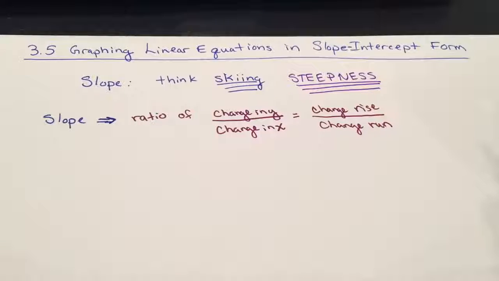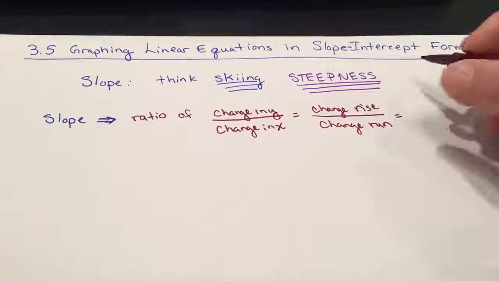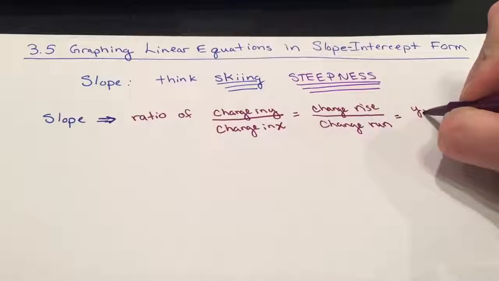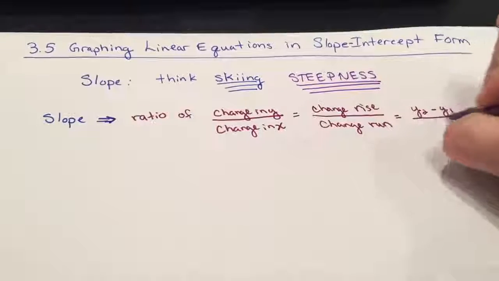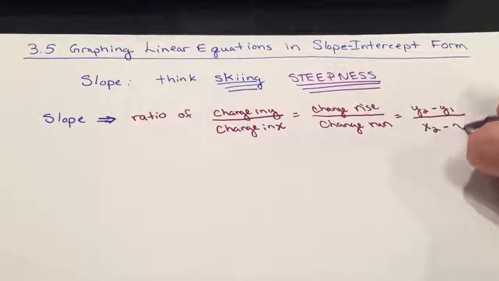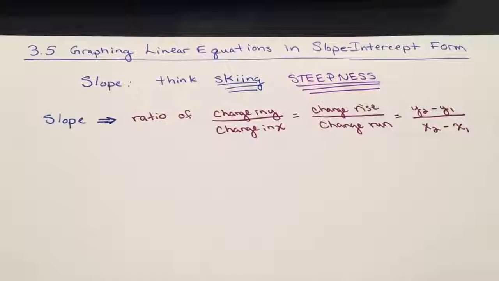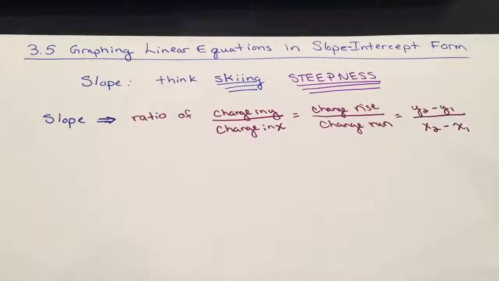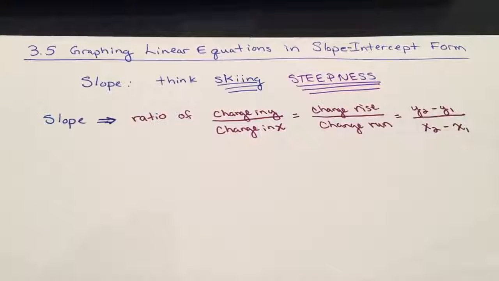You can also see it in this form, which is y2 minus y1 over x2 minus x1. And I'm going to get to exactly what that means in just a minute. But basically, when we're trying to find a slope of a line, we're going to use different forms. I'm going to show you a couple different ways you can do it, and it'll really be up to you how you want to do it. Okay, so that's the idea with slope.